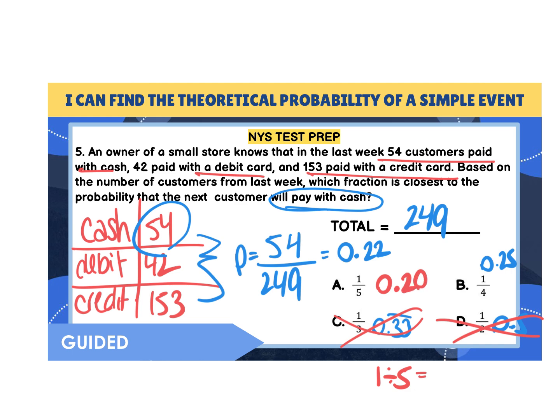So now 0.22, is it closer to 0.20 or is it closer to 0.25? Well, I'm going to go back. 54 divided by 249 was actually 0.216. I rounded. Let's change it to see if that makes it easier. 0.216, definitely closer to 0.2 than 0.25.